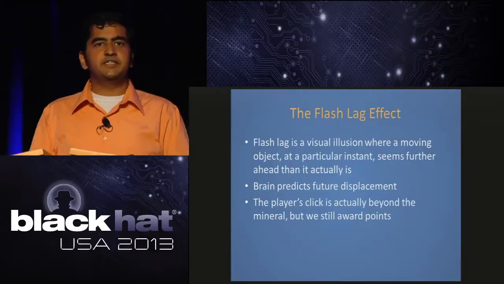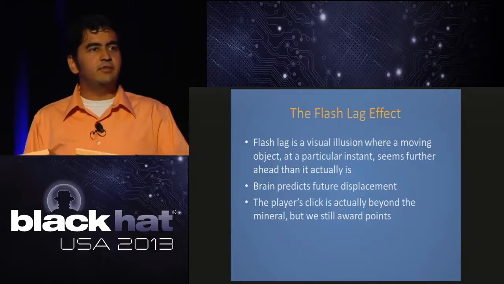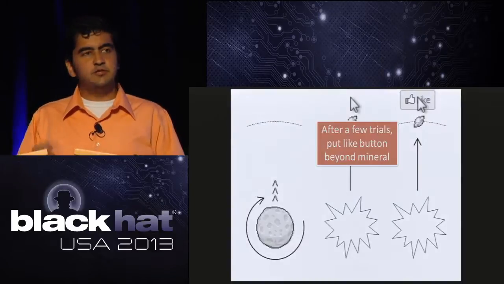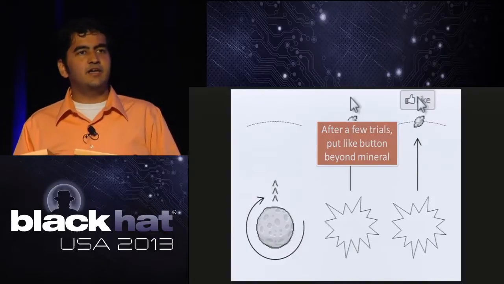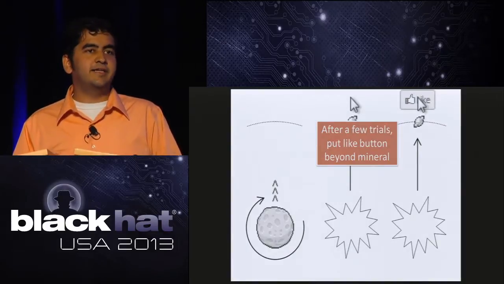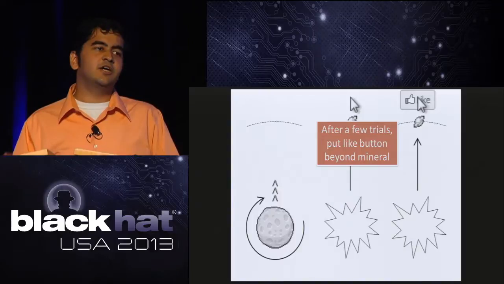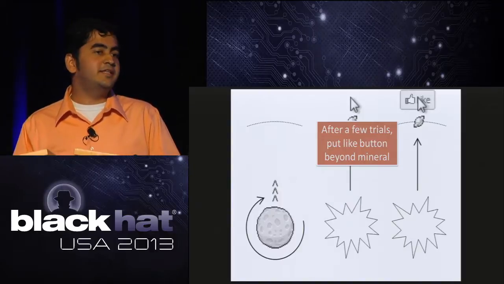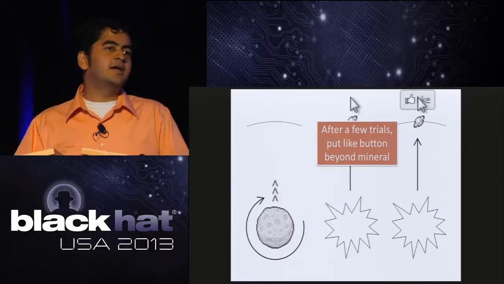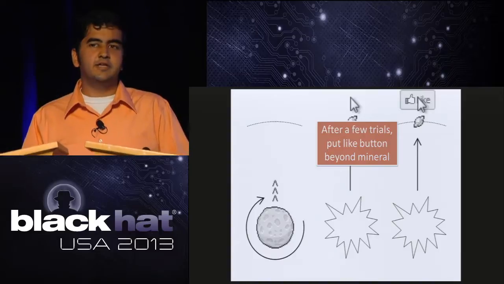So we still award points every time the user clicks a little bit further. We keep doing this game till the user achieves that click a little bit further, and then we put a like button at that location. The user does not realize that he's clicking on the like button. He thinks he's clicking on the mineral, and so we end up tricking the user into clicking the like button.